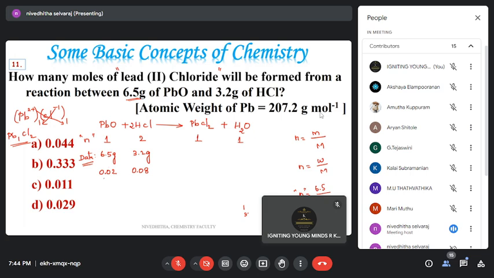How about lead oxide? Actually, lead oxide must be half the quantity of HCl. So HCl is 0.08. What is its half of its quantity? It is 0.04. But we have only 0.02. So which is the limiting reagent here? Lead oxide, ma'am. Very good. So basically, limiting reagent will decide the quantity of product formed.